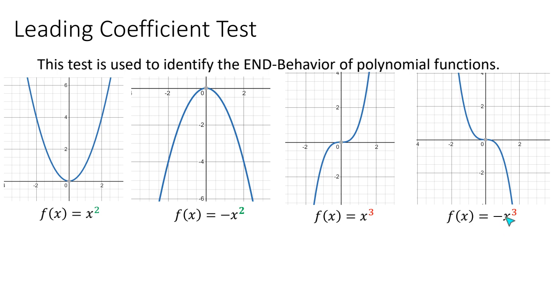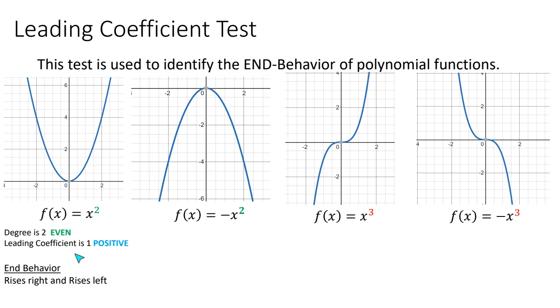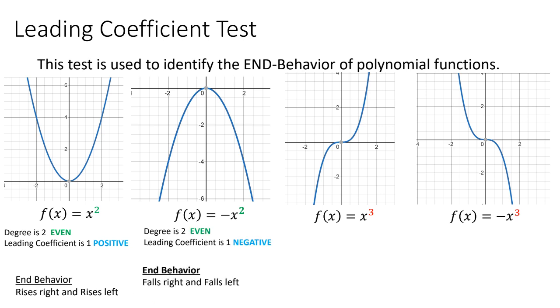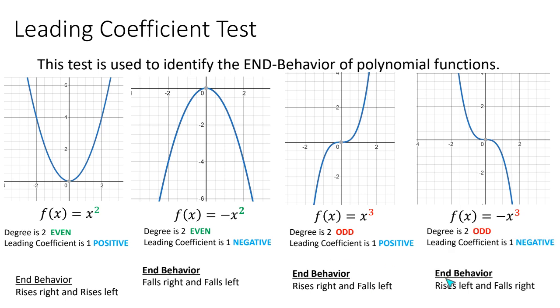And then for this one, negative leading coefficient with an odd degree, we say that it rises to the left and falls to the right. Okay, so in here, this is what I just said, right? So degree is even, positive coefficient, it rises right, rises left. If it's even degree, negative coefficient, it falls right, falls left. And then for the next two, same idea. So this is going to tell us the behavior of any function.